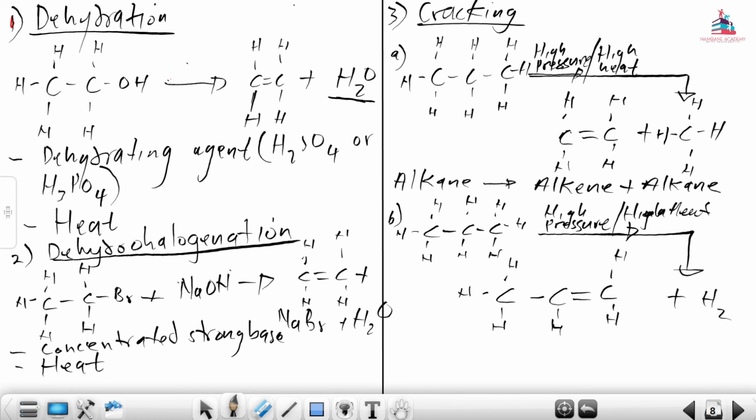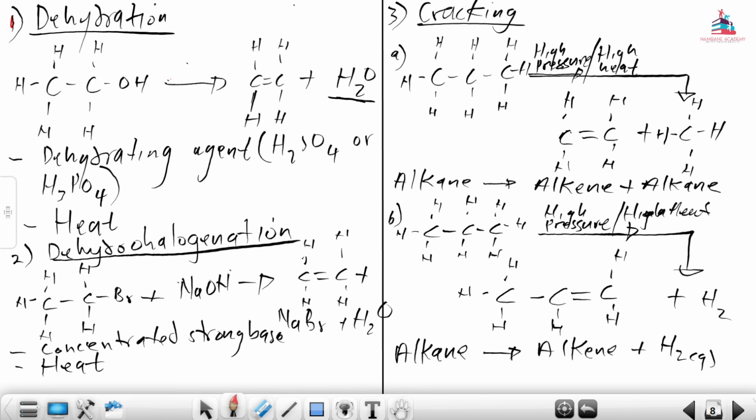So what did we do? We moved now from an alkane to alkene plus hydrogen gas. So this is very key for each and every one of us to understand. So depending on the products that are formed, it is easy for us to pick up what type of products are formed from cracking. So this is basically elimination reactions.